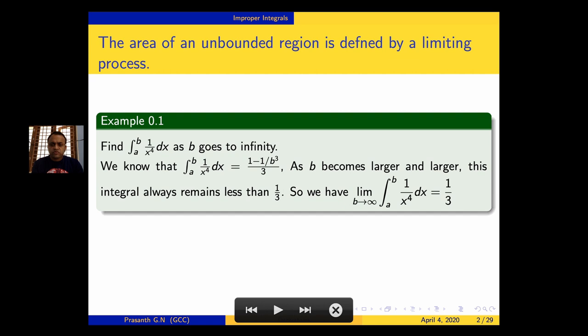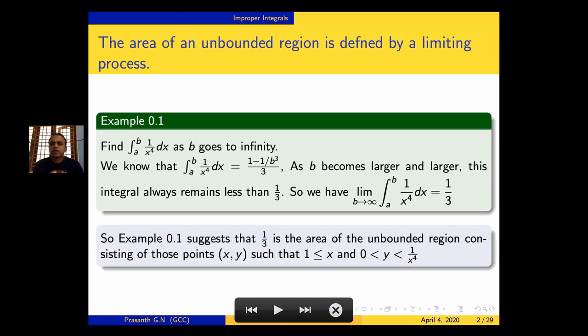For that, we will first discuss this example: the integral from a to b of 1 by x raised to power 4 dx as b goes to infinity. You see what happens. It is pretty simple that the integral is nothing but 1 minus 1 by b cube, by 3. Now as b becomes larger and larger, 1 by b cube becomes smaller and smaller, so the limit as b tends to infinity of 1 by b cube will be equal to 0. Therefore we see that this integral is always less than 1 by 3, and as b tends to infinity, the integral from 1 to b of 1 by x raised to 4 dx is 1 by 3.